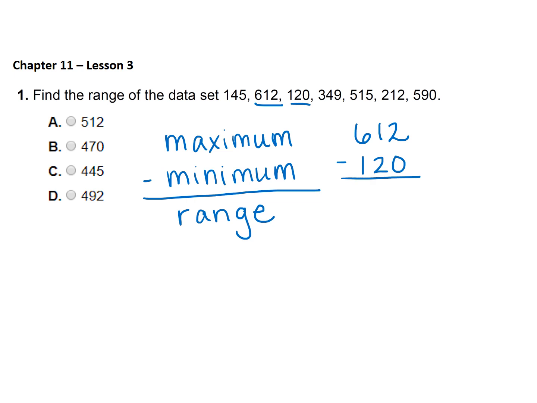2 take away 0 is 2. I have to borrow from the 6, I make that a 5, and the 1 becomes an 11. 11 take away 2 is 9, and 5 take away 1 is 4. So my range equals 492, which is answer choice D.